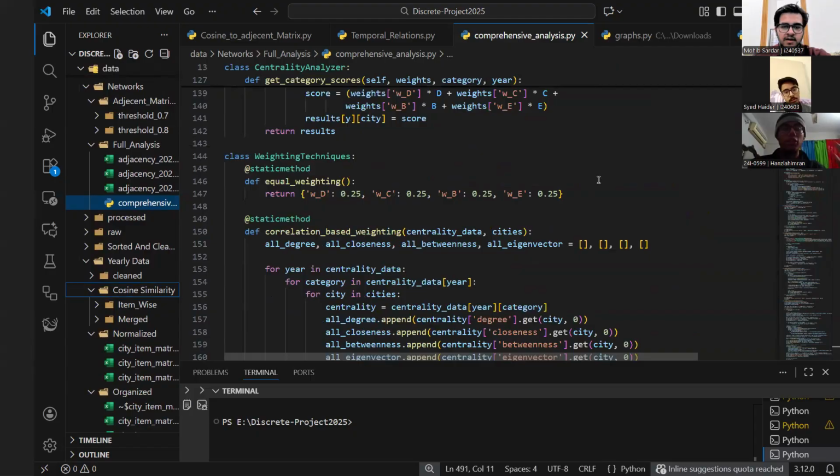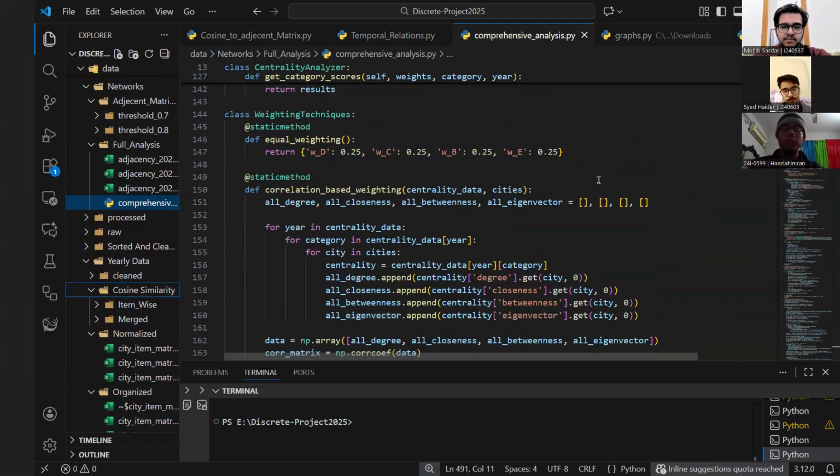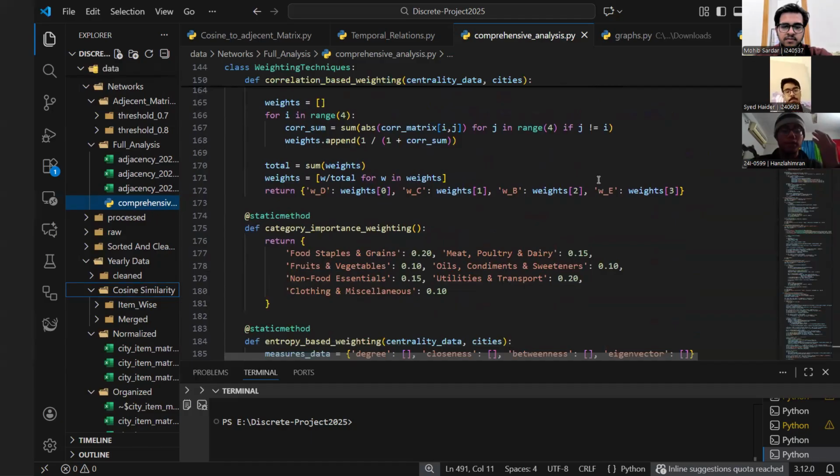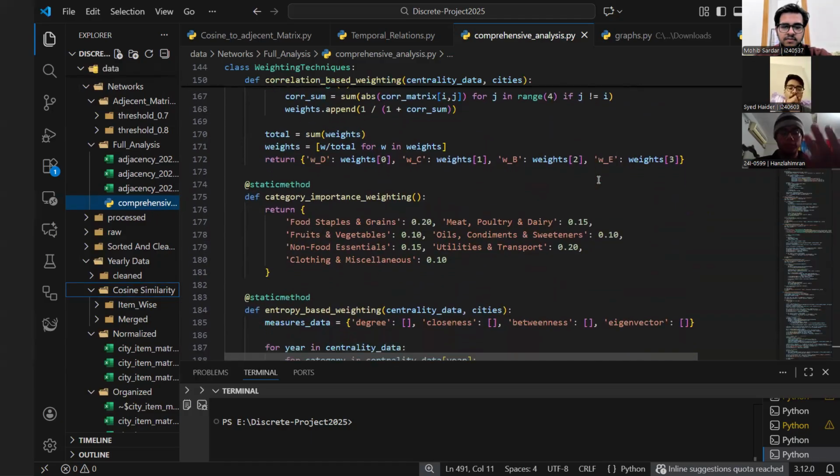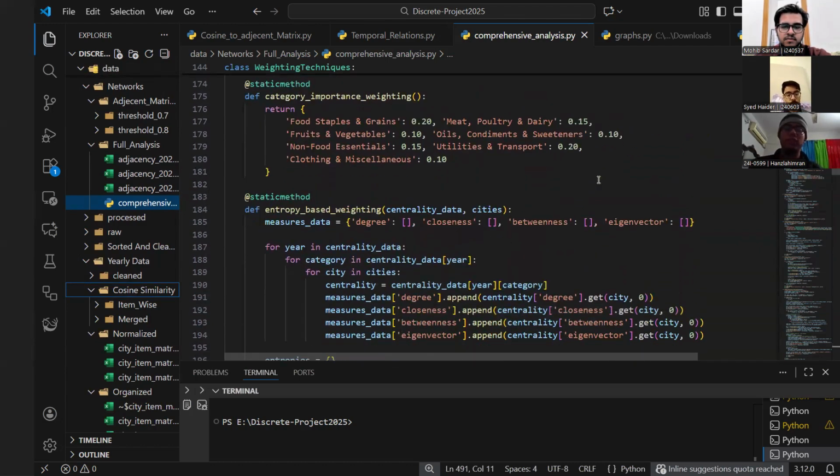Here they are for equal weighting. As I said, 0.25 is assigned to each weight. We got the correlation based weighting. We got the category importance weighting: 0.2 for food staples, etc., leading to 0.10 for clothes, which were assigned at random intervals. And finally, the entropy based weighting.